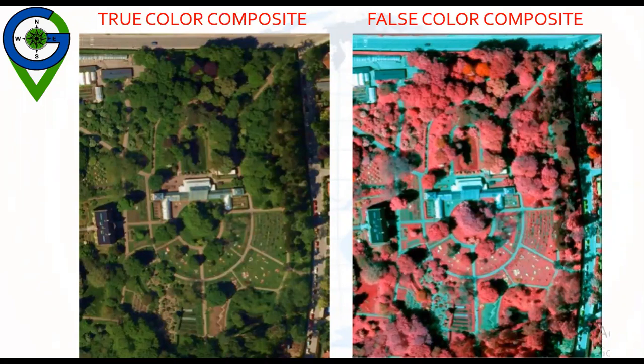So this is the true color composite and false color composite. This is very important. You should know. True color means the image has the natural colors. Whereas in a false color composite, we assign colors to the objects. In a standard false color composite, vegetation is shown in red color.